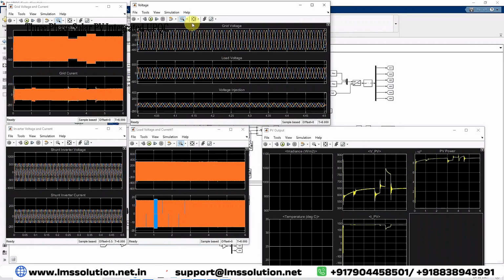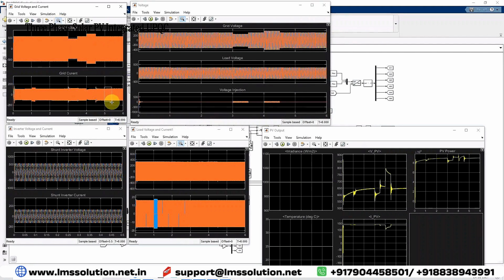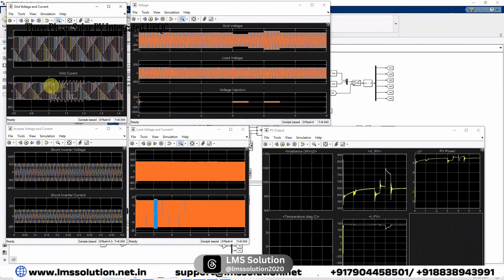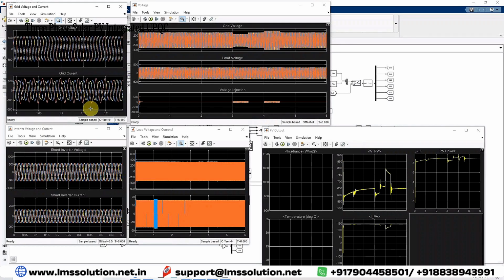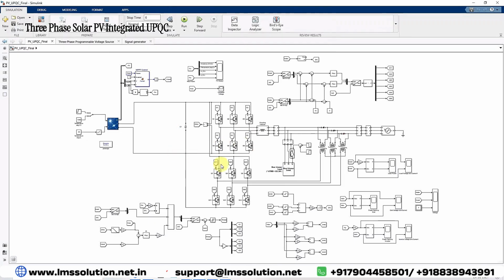For sag and swell conditions, the load voltage is maintained at 1 per unit because of the series voltage system. And also, during the non-linear load and unbalanced load conditions, the source current is maintained sinusoidal. For all events, whether unbalanced load condition, non-linear load condition, voltage sag or voltage swell, the solar PV integrated UPQC system works fine. It mitigates all the problems: sag, swell, unbalanced condition and non-linear load condition.